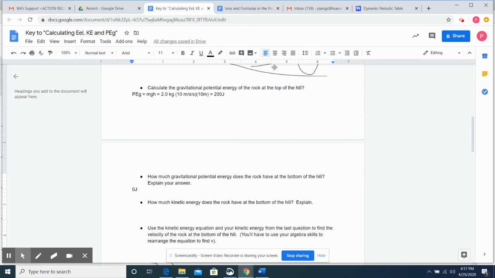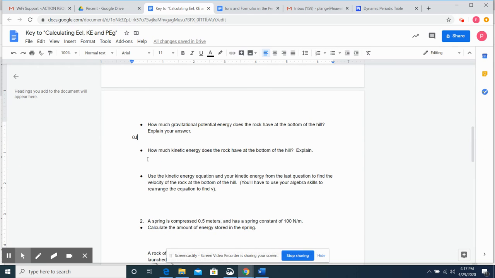Well, the rock's going faster. It sped up as it went to the bottom of the hill. And I told you there's no friction. That means there's no slowing down for this rock as it goes down the hill, and therefore it must have 200 joules of kinetic energy at the bottom of the hill. All that potential energy became kinetic energy. All right, so that was an easier answer than a lot of you thought it was.